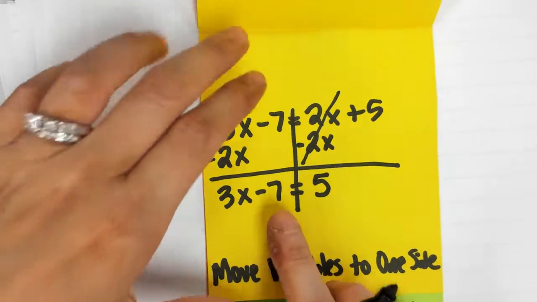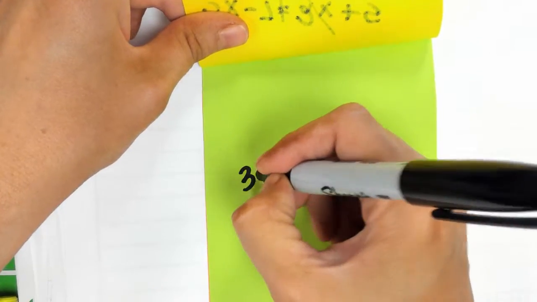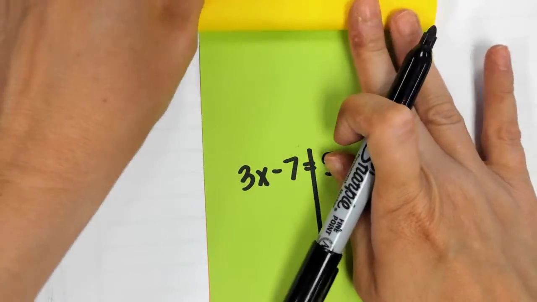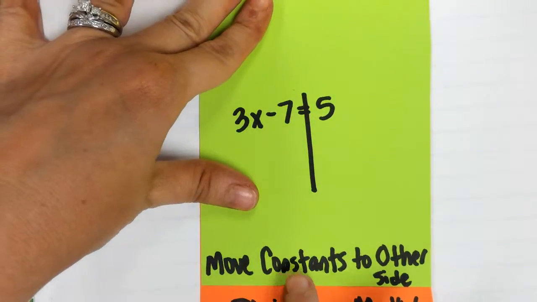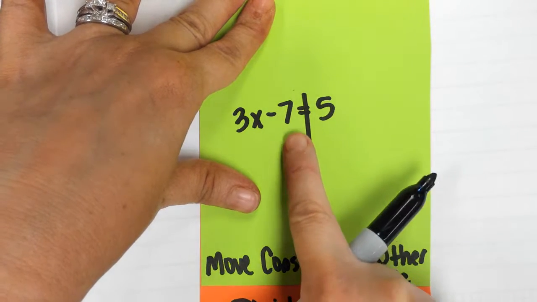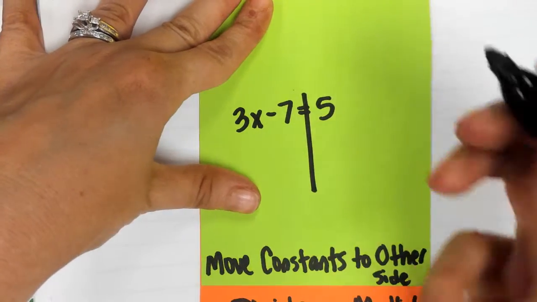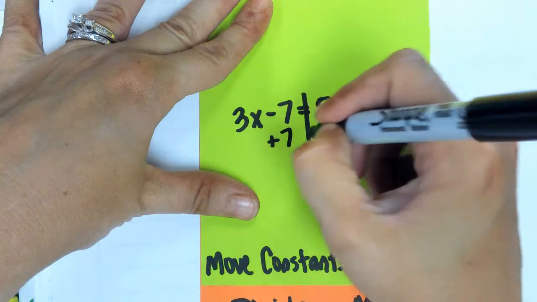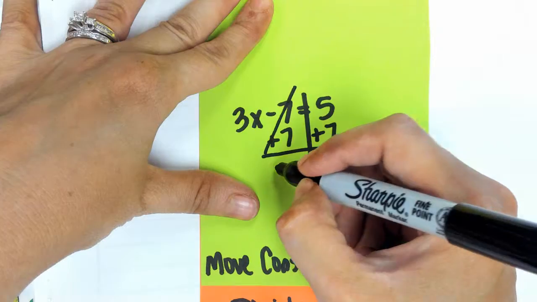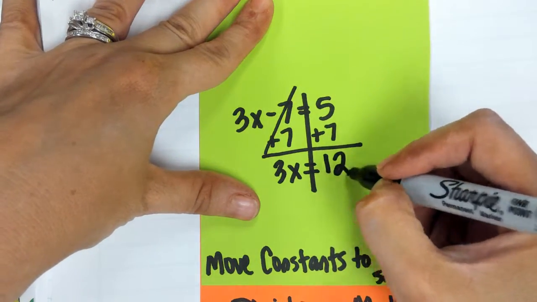Again, take that last step you did and copy it on the next one. 3x minus 7 equals 5. Next, it says move constants to the other side. So remember, we said constants are the numbers that do not have variables beside them. I need to move this 7 over to the other side. Add 7. This 3x is equal to 12.